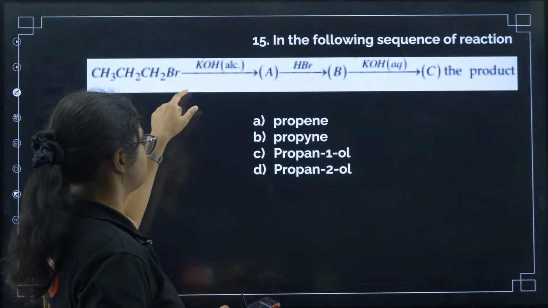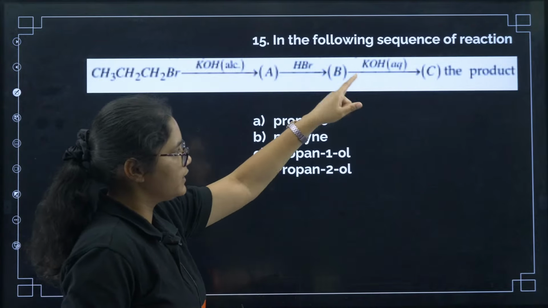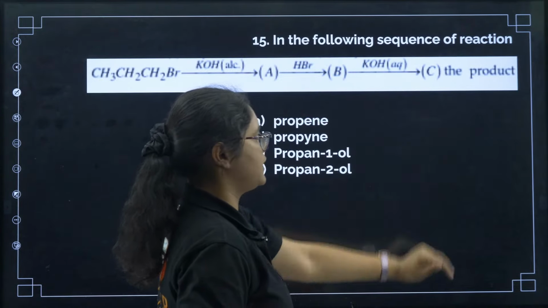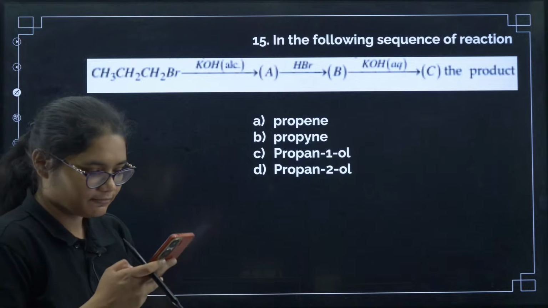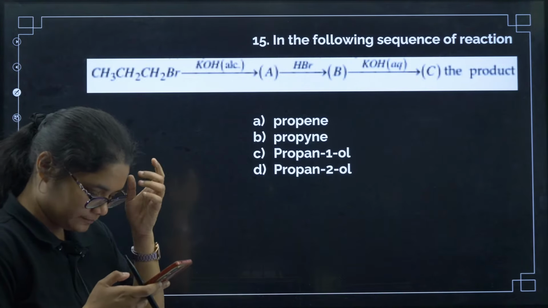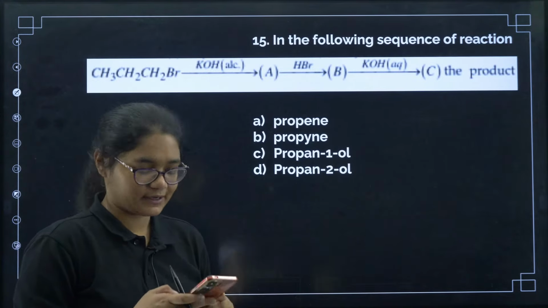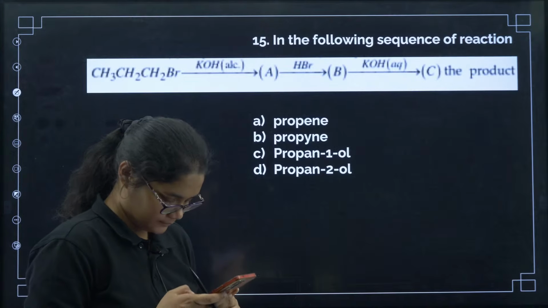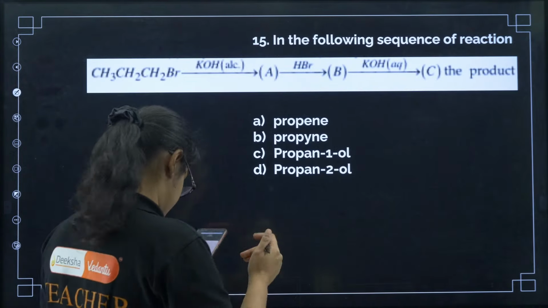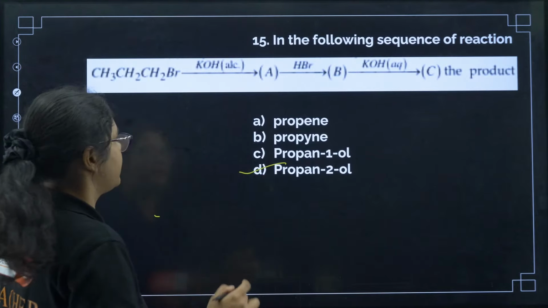CH3, CH2, CH2Br, alcoholic KOH, you get A. Then you take HBr, then you take aqueous KOH, and then you get C. So the final product C here is what you have to find. Yes, Babu Nadaf is correct here. Propan-2-ol will be the correct answer.